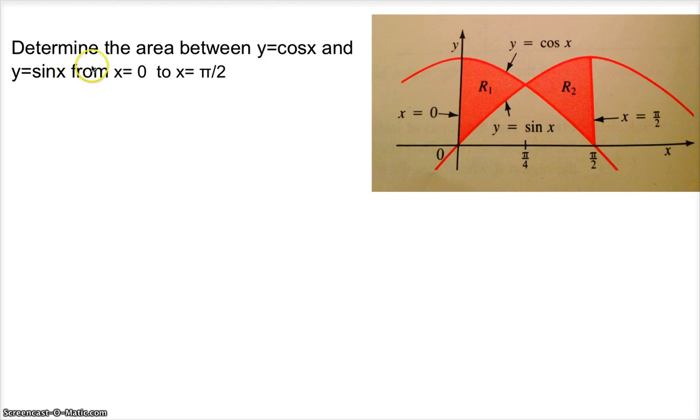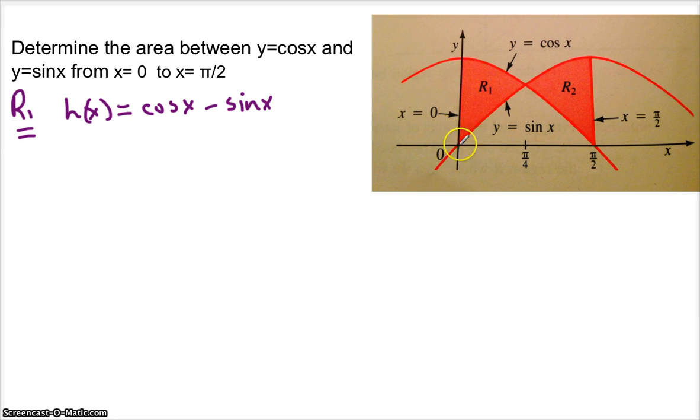Next example, we want to determine the area between y equals cos x and y equals sine x from 0 to pi over 2. So from 0 to pi over 2, these two curves cross over. So we have to split it up into two separate regions. R1, our h of x function would be, the curve above is cos x and the curve below is sine x, which would be cos of x minus sine of x.